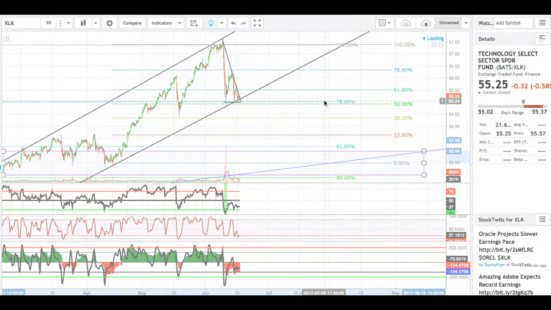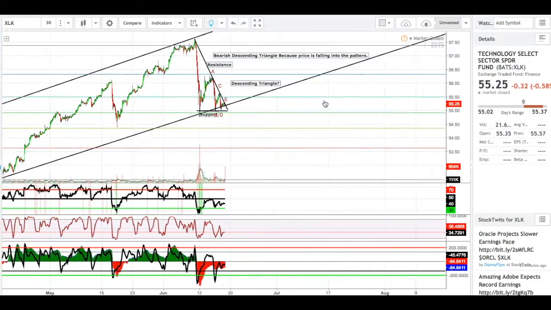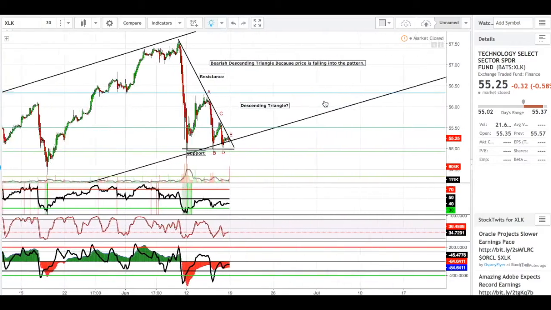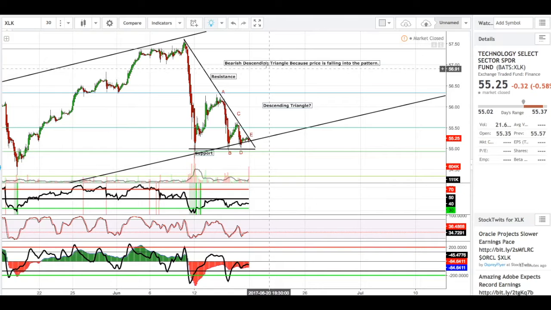So on the 30-minute time frame, we kind of get a picture of this descending triangle that I see going on here. It is a bearish descending triangle because price falls into the pattern. If price rose up into it, it would be a bullish descending triangle. However, it doesn't. We have this big drop. This marks our support level. And we come up. This is our first resistance line. This is A, B, C, D. And I think we just hit E.